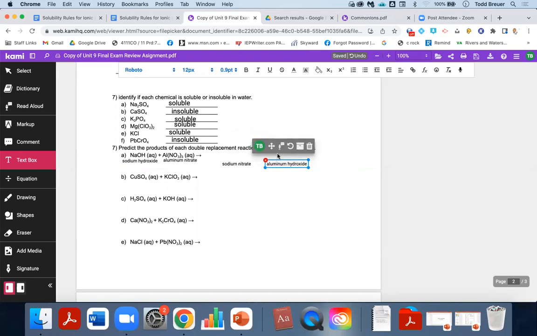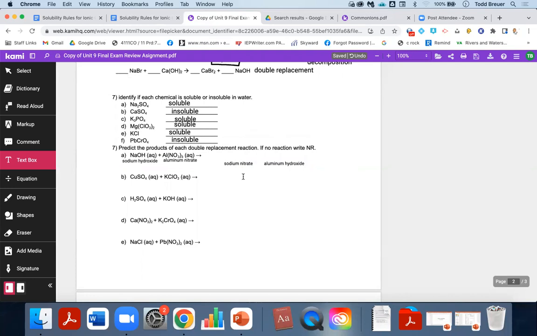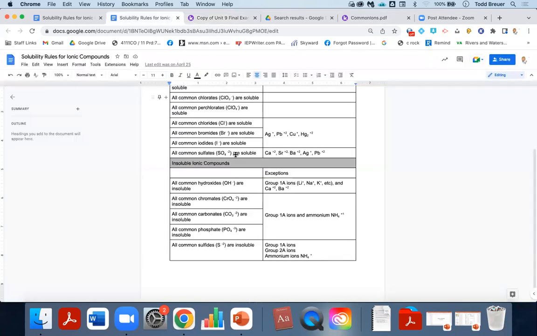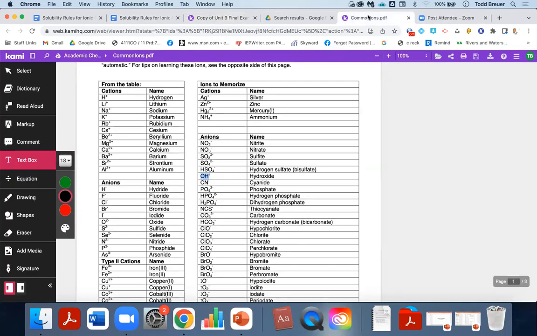If they're both soluble in water, these two new products, then we just write no reaction because nothing really happened. So it turns out aluminum hydroxide is not soluble in water. Hydroxides are insoluble and aluminum's not an exception. So we're going to write products for this one.